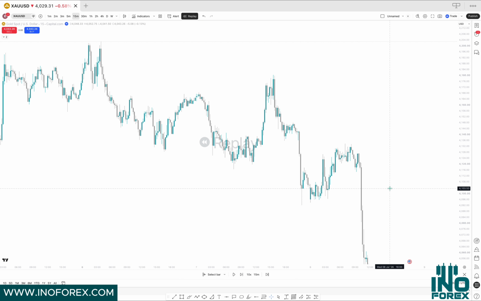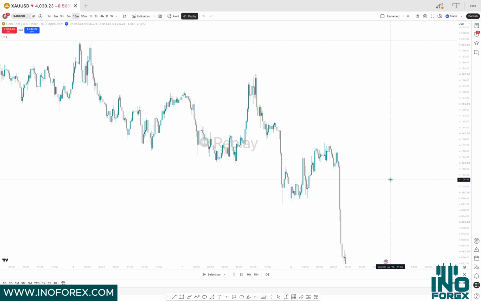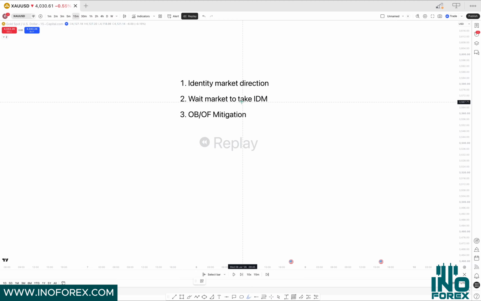So let's get started. Before you take the trade, there are three main confluences you need to check. So let me show you. Those are the three main confluences you need to check before you take the trade. The first one, you need to identify the direction of the market. Identifying the direction of the market will help you know if you will sell or buy. If the market is bearish, we're looking for a short position, and if the market is bullish, we're looking for a long. So the first thing you need to check is the direction of the market.